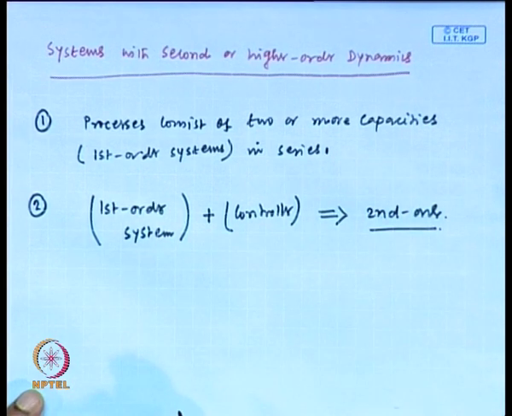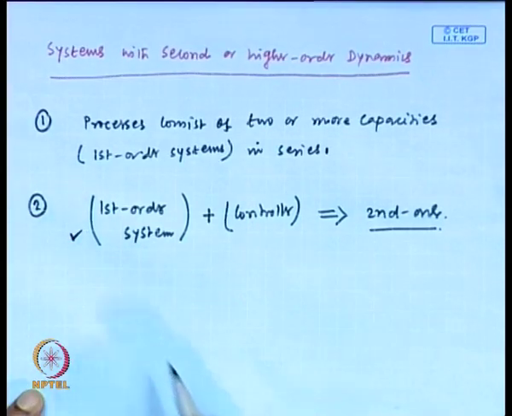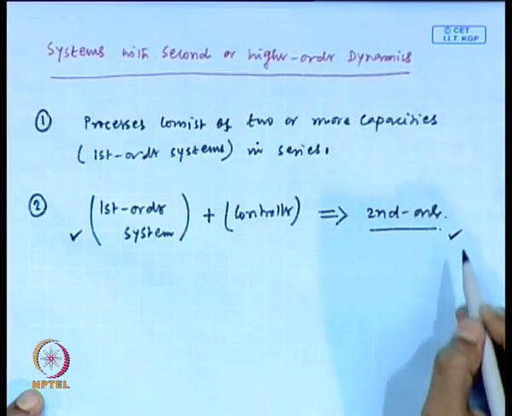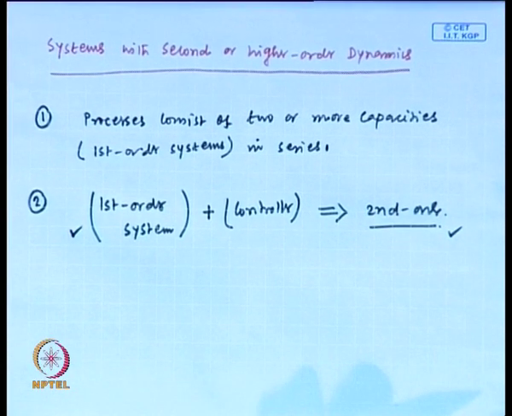If a process includes a controller, then we can obtain second or higher order dynamics, and this is the example. If we consider a first order system that includes a controller, then the overall response may be second order dynamics.